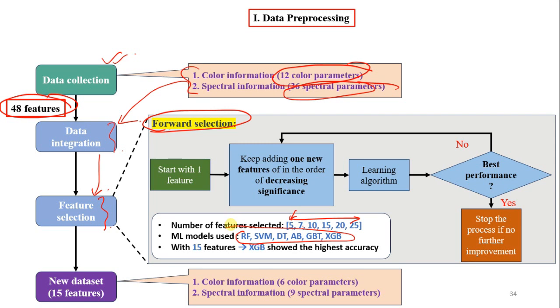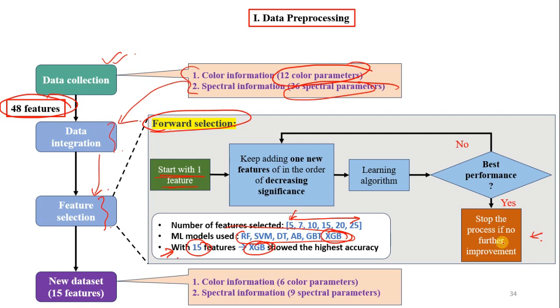From here we found that when XGB, the extreme gradient boosted tree, was used, it gave the best performance with 15 features. With this combination, we got the best yield. And how it did is reported over here. Start with one feature and then keep on adding features. It will try to find out, and when you get the result, it will stop over here if there is no improvement.